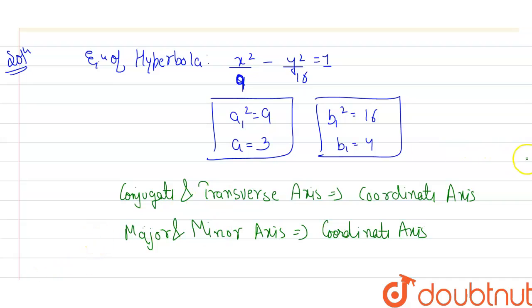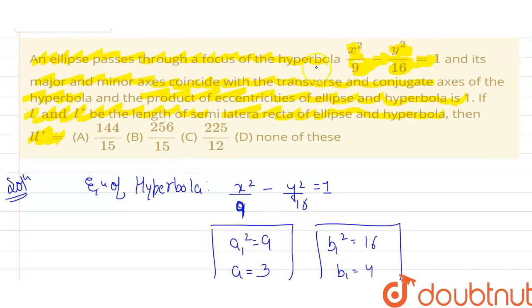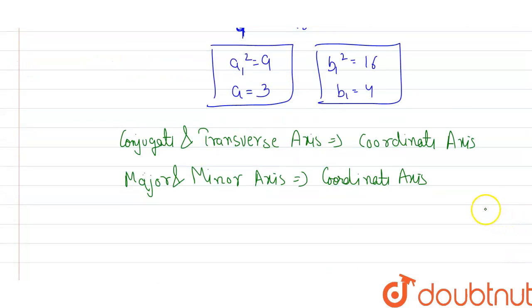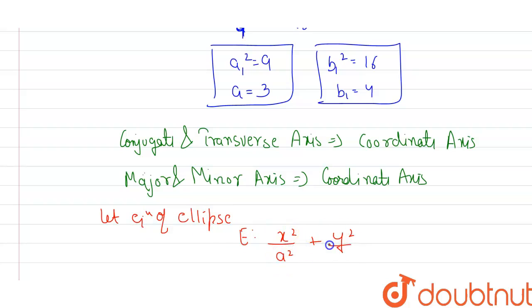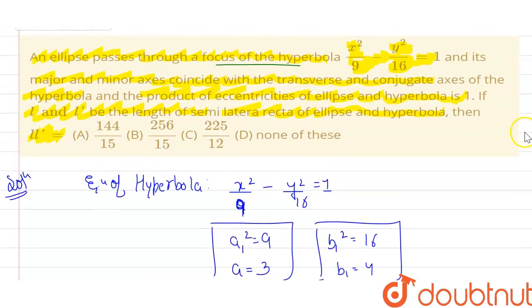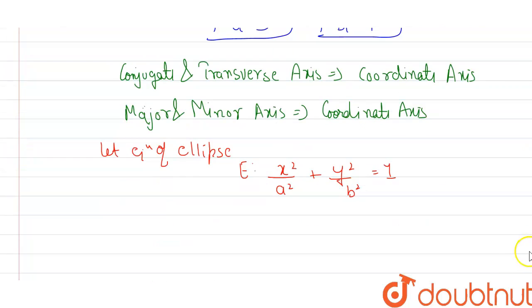After this, the question says that an ellipse passes through a focus of the hyperbola. So first I'll find the focus of the hyperbola. But before that, let's take the equation of the ellipse: x square by a square plus y square by b square equals 1. I'm taking a and b here, that's why I took a1 and b1 previously. So now I'll find the focus of the hyperbola.